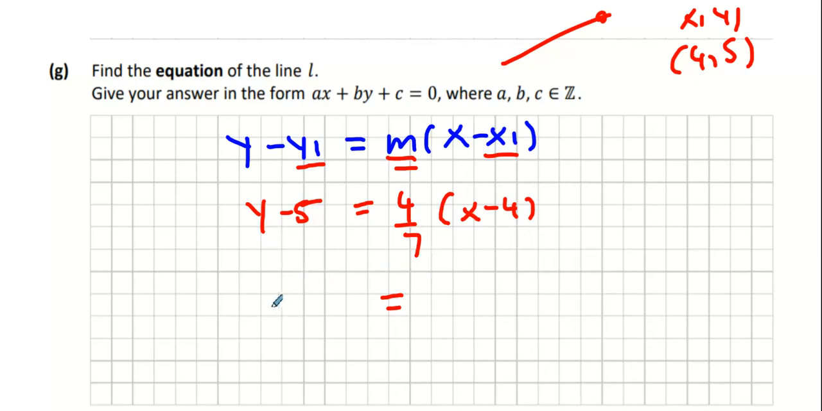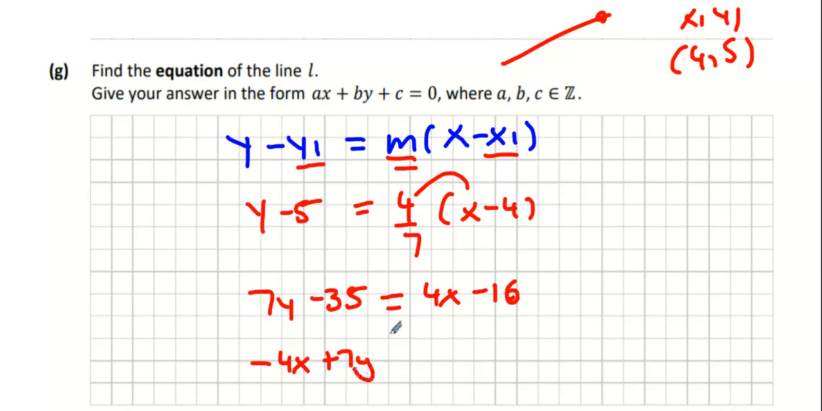So you multiply that by the y minus 5, you get 7y minus 35. Then you multiply the 4 by the x to get 4x. Multiply 4 by the minus 4 to get minus 16. Then you bring them all to one side. So you're going to get minus 4x plus 7y. You get minus 35 plus 16. But we all know that's minus 19. Equals 0. That's an acceptable answer where a, b, and c are all integers.